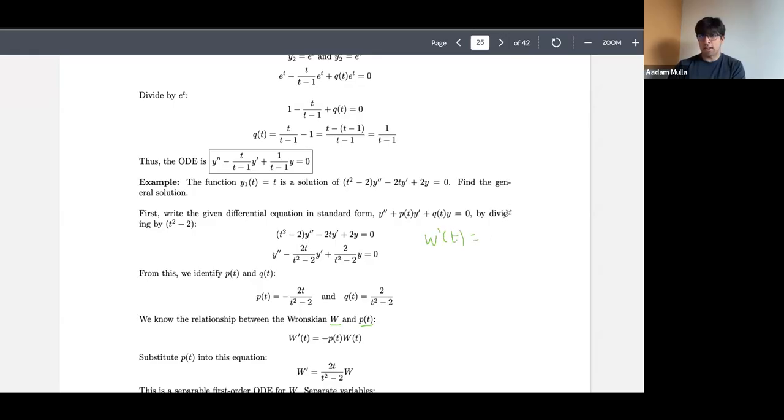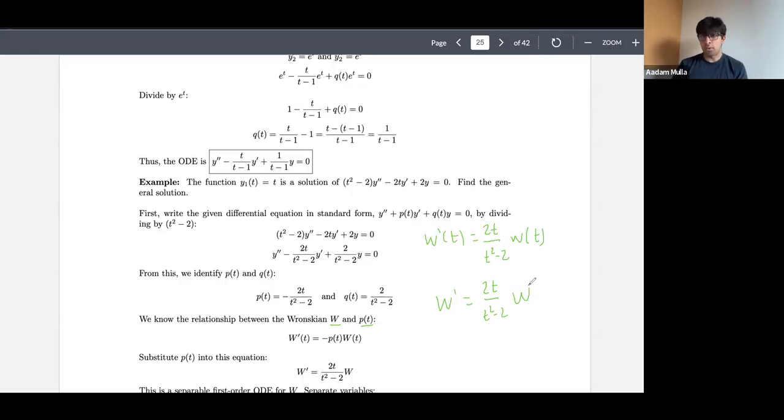So negative of this is going to be 2t over t squared minus 2 times w of t. Okay, I'm going to remove the of t. So it says w prime equals 2t over t squared minus 2 times w. Now, if you notice, this is a first order differential equation, right? We want to solve for w. This is a first order separable differential equation, right?